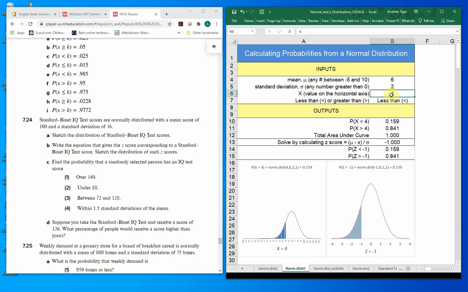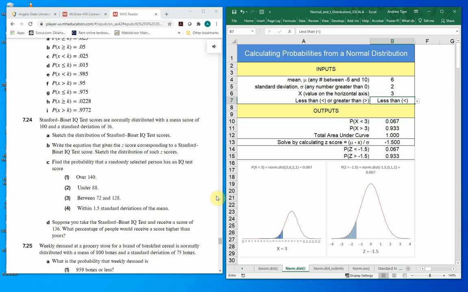If I change this value and move it further to the left, let's make it 3, you can see what happens is the area changes. I can make it larger. The area changes, the value changes, the formula changes. I can look at the right-hand side if I'm trying to solve for the chance that I would get a value greater than 7. This changes, the number changes, the formula changes.